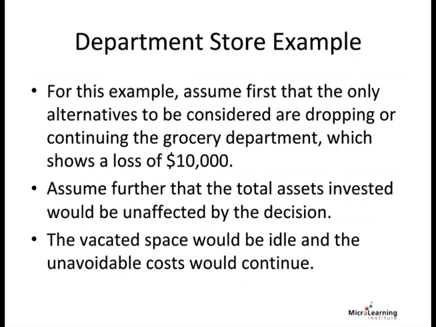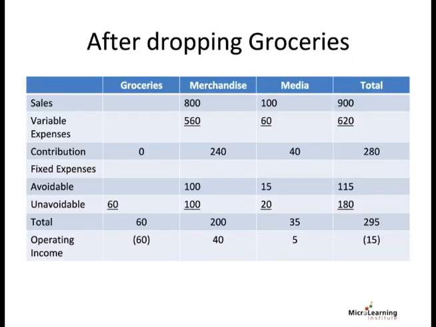Here, assume that the only alternatives to be considered are dropping or continuing the grocery department, which shows a loss of $10,000. Assume further that the total assets invested would be unaffected by the decision. Also assume the vacated space would be idle and the unavoidable costs would continue. Hence, after dropping the grocery segment, the company still incurs the unavoidable fixed expense cost of $60,000. Now the discontinued groceries segment shows a net operating loss of $60,000. The overall company now shows a loss of $15,000.